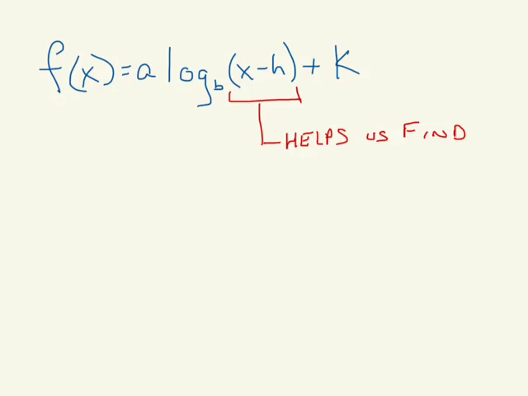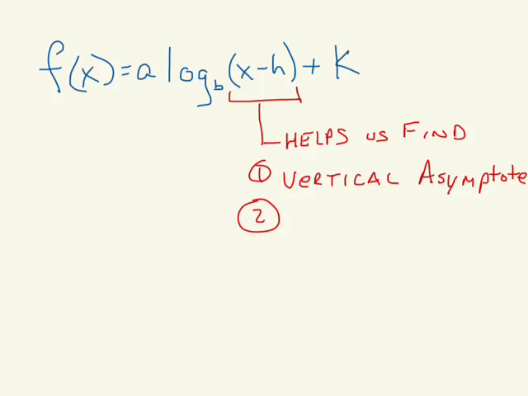I first want to start looking at what this x minus h is going to help us find. It's going to help us find two different things. One, the vertical asymptote. And the second thing it's going to help us find is our domain. Those are the two things that it will help us find. Here's what we're going to do. We're going to take that x minus h, set it equal to 0 and solve for x. In this case, it's x equals h, and that's going to give us our vertical asymptote.